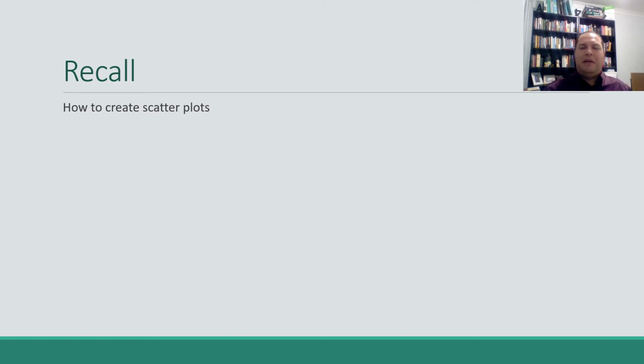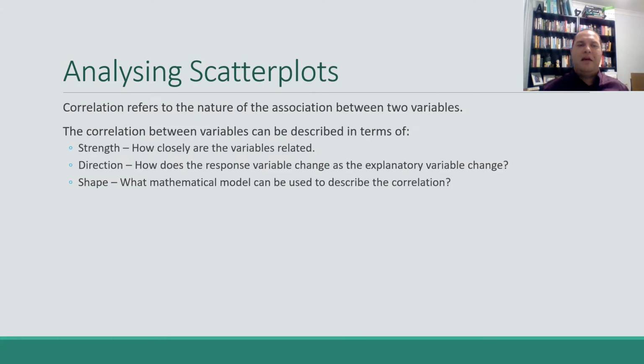Now, correlation refers to the nature of the association between two variables. So it's talking about if you've got two variables, how are they linked together? That's what correlation is. And the correlation can be described using three key terms and ideas.